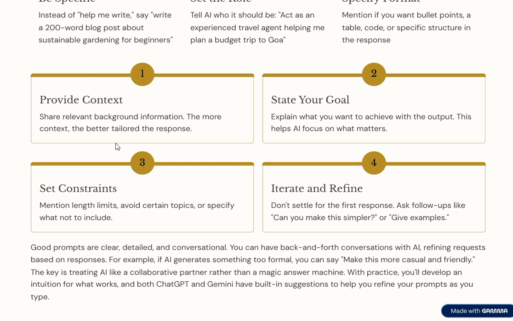Ladies and gentlemen, ChatGPT and Gemini have built-in suggestions to help you refine your prompts as you type. So all those things can be done with the help of artificial intelligence. So ladies and gentlemen, try these things, do practice, and everything is possible when you learn by practicing more and more. Nowadays everything is very easy if you know the idea of prompt engineering.